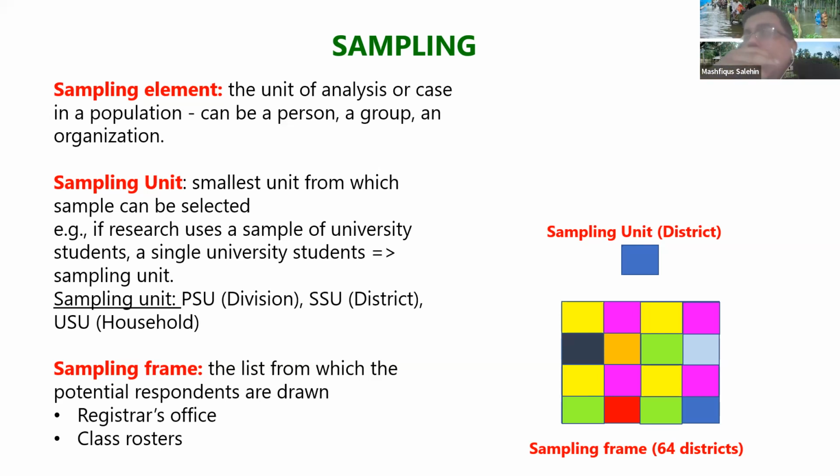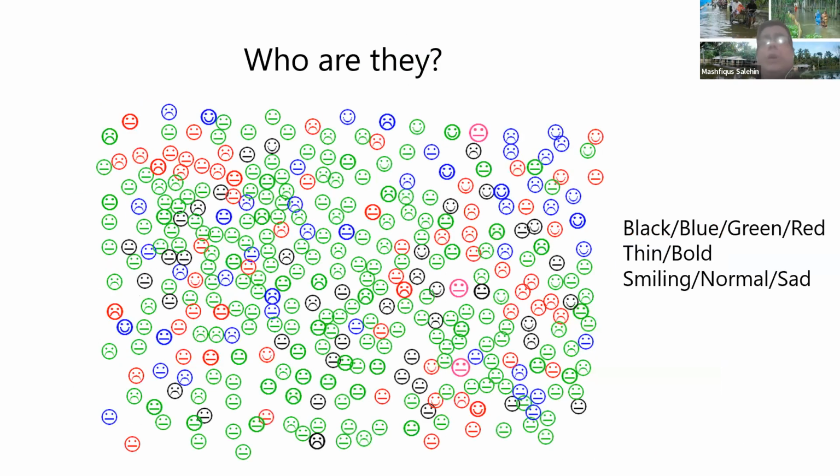So it can be a list of households that we can get maybe in a census, or from a voter list, or if we are doing a study in some university, we may want to use the list of all students that is available at the registrar's office, and so on. So basically it's a list of all my respondents in the questionnaire survey.